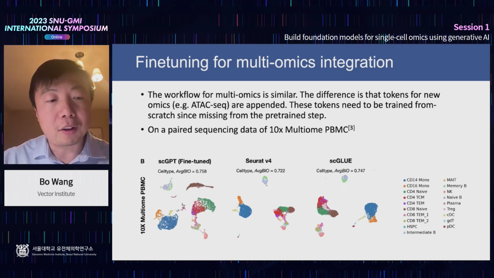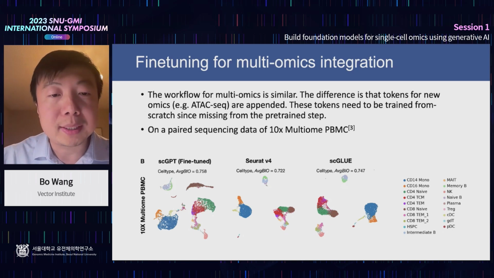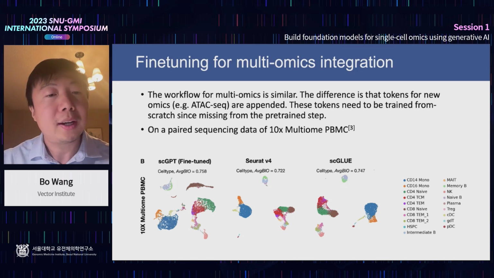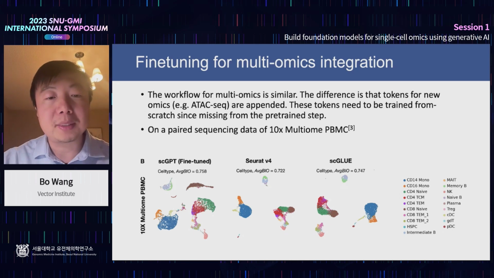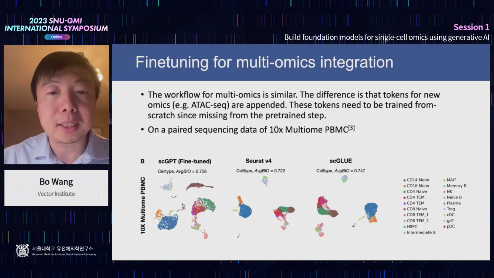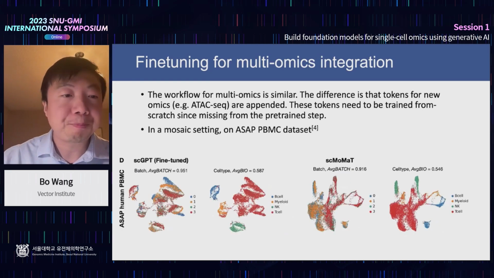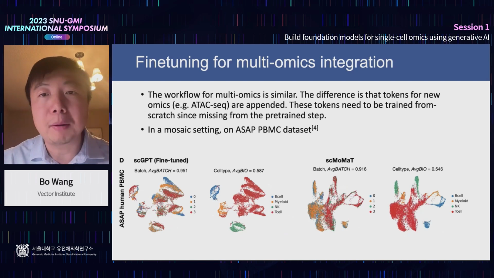And what we did is the following. We took the 10x multi-omic PBMC data and then compared with Seurat v4 and scGLUE, and again reported average bio, and you will find that similarly, scGPT outperforms specialist approaches such as Seurat v4 and scGLUE, which are specifically designed for multi-omic integration. We also tested a more challenging task for multi-omic integration.